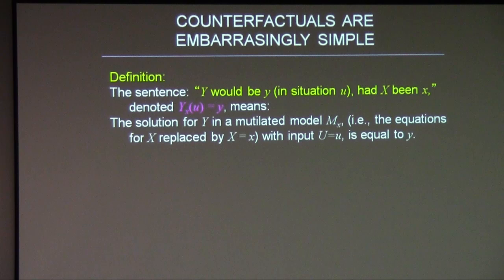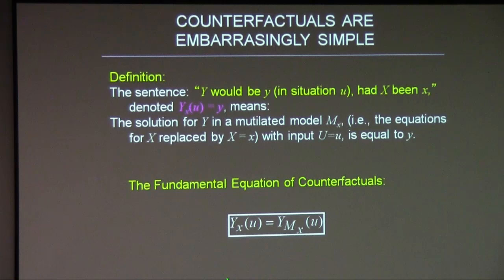Now, everything is open. I just write it down in condensed form. The counterfactual Y sub x is equal to the solution. Everybody knows how to solve the equation, high school algebra. But you solve it in a mutilated model, in which you truncate, or purge, one equation, the one mentioned by the antecedent, replace it by a constant and solve it. So now we have a mathematical definition for a counterfactual.